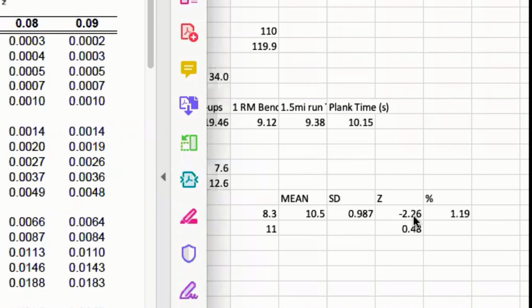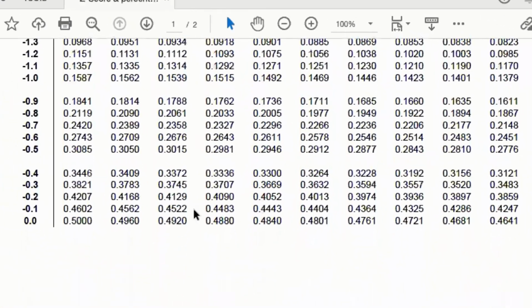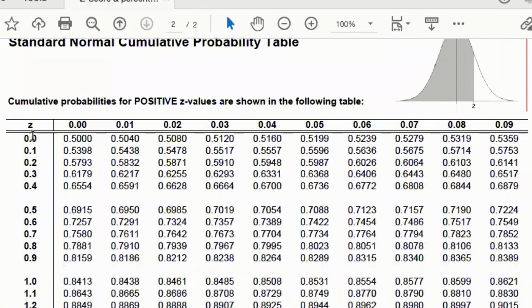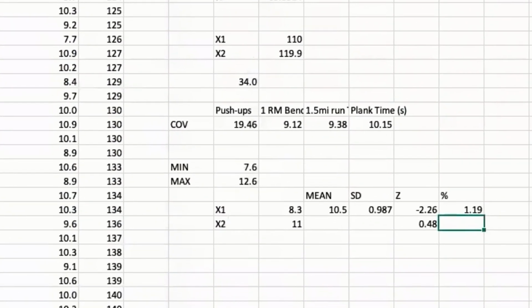I also want to find the percentile at 0.48. So we would go to this row, right? 0.4, and then 8 for our hundredths place. And that would be our percentile, right? Or the chance that we randomly selected a person in a normal distribution that had a mile time of 11. 68.44.